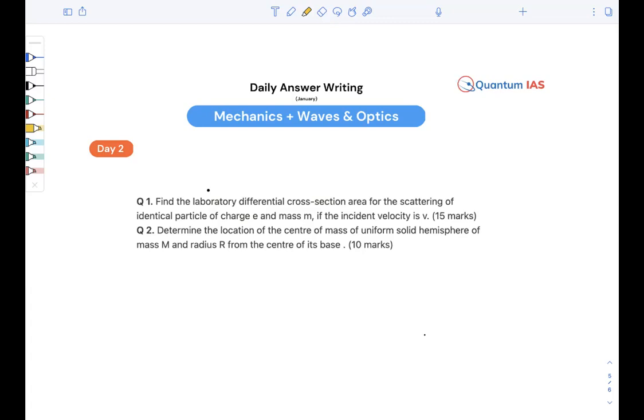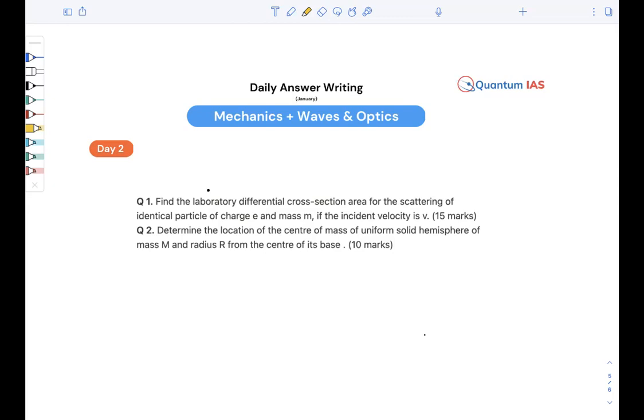differential cross section area is the ratio of scattered particles per unit solid angle to the number of incoming particles per unit area, right? Now try to understand one thing.